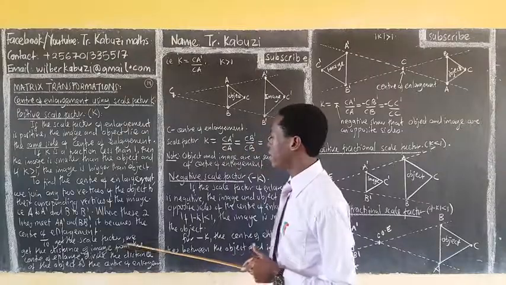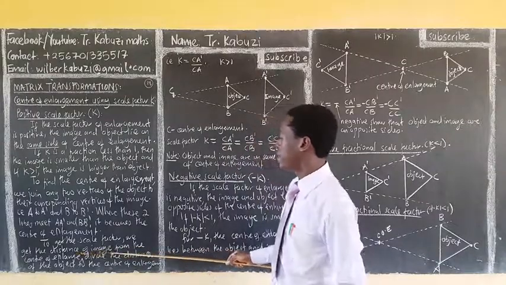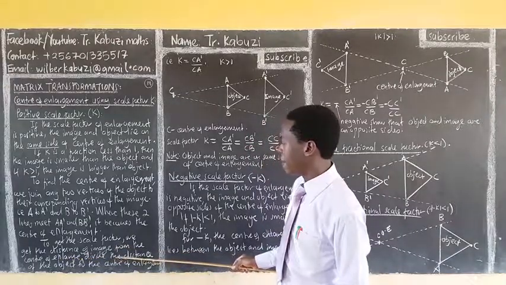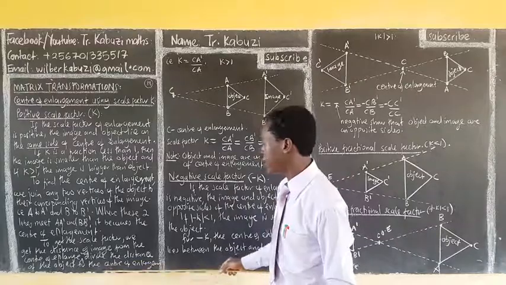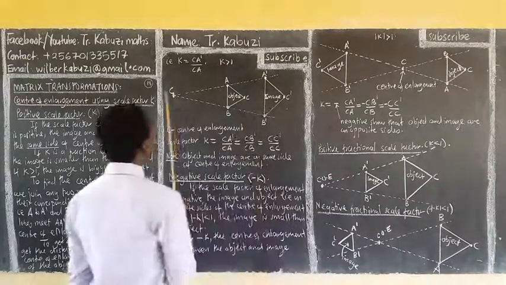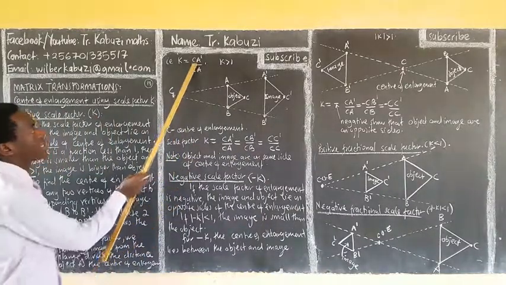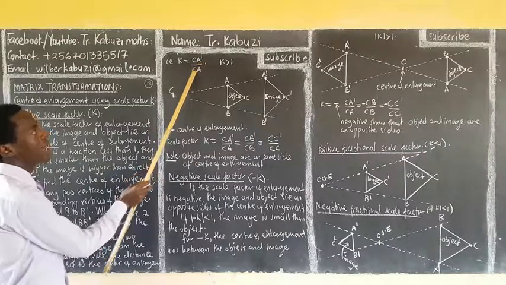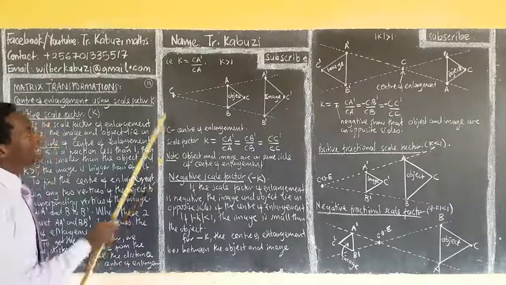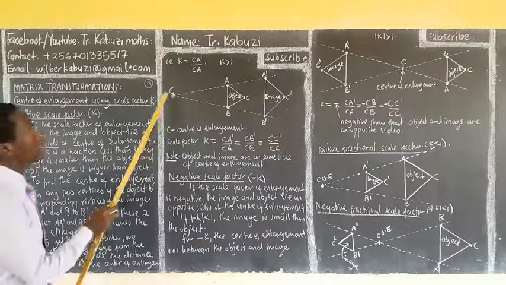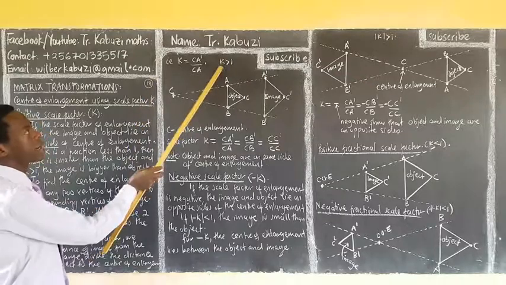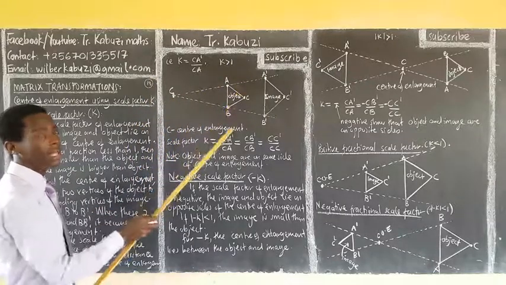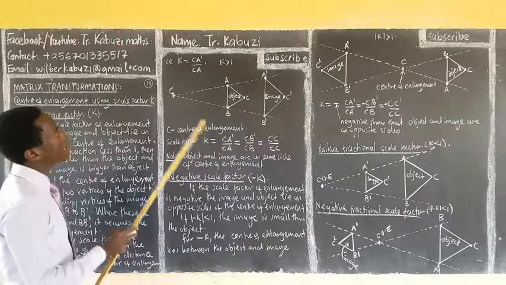To get the scale factor, we take the distance of the image from the center of enlargement divided by the distance of the object from the center of enlargement. That is, if C is the center, the scale factor is C to the image over C to the object. Here is another expression. If we have a positive scale factor greater than 1, it means it's 2, 3, and so on.